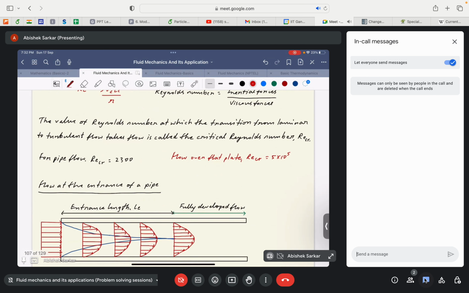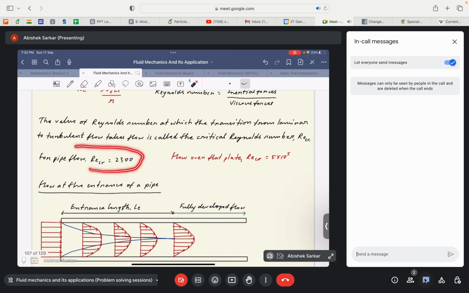I am not 100% sure, because these are always remembered only in the order of the Reynolds number. But as far as I remember, this should be the value of critical Reynolds number. And in the case of pipe flow, this value is 2300.